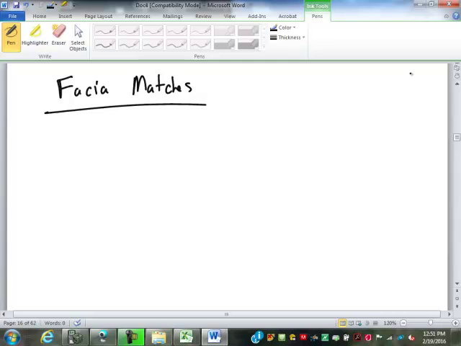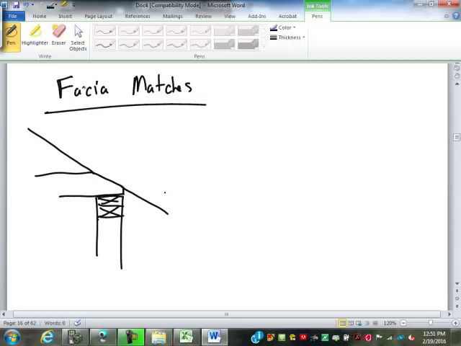Okay, so for fascia matches, what we're talking about with fascia matches, when you're looking at a truss, that truss sits on top of the wall. How do you spell fascia? Like that?